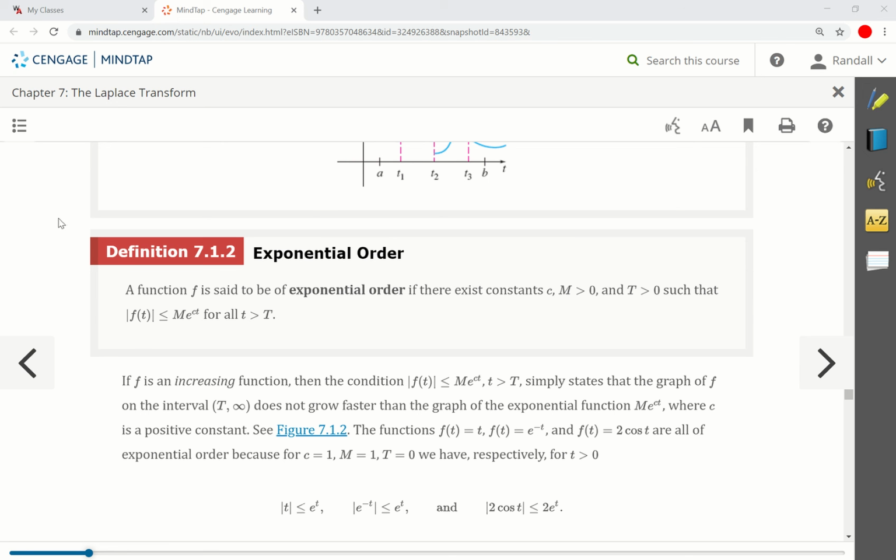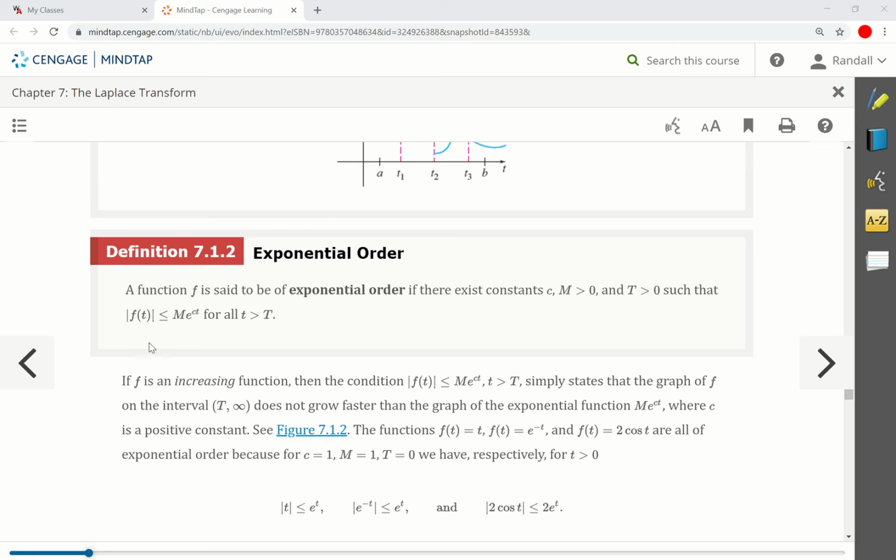And to help us come up with our criteria, we have definition 7.12, which is the definition of exponential order. We say that a function f is of exponential order if there exist constants c and M greater than 0 and T greater than 0. So c is just a constant, it could be positive or negative, but M has to be greater than 0 and T has to be greater than 0, such that the absolute value of f of t is less than or equal to capital M times e to the ct power for all t greater than capital T.